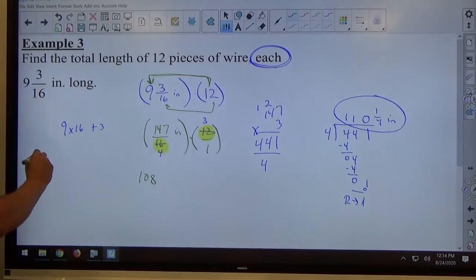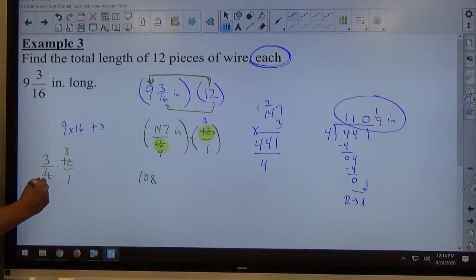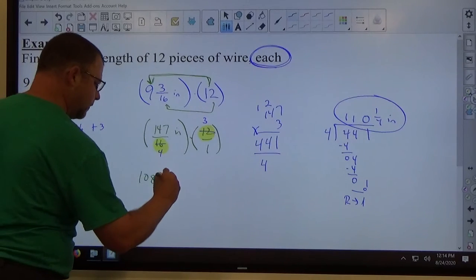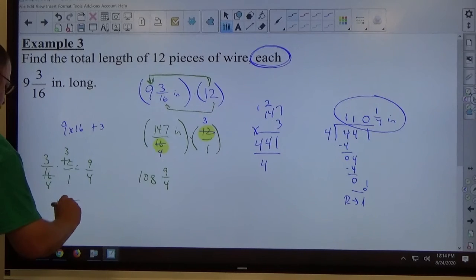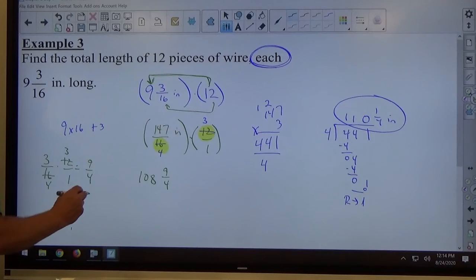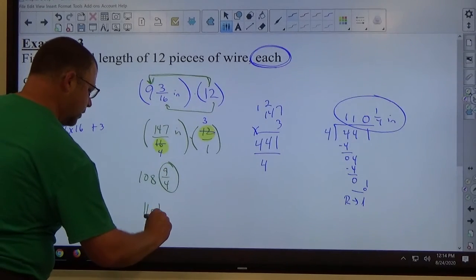And then 12 times 3/16. That's 12 and that's 16 reduced to a 3 and a 4. That makes 9/4. 108 and 9/4. And then of course 9/4 being an improper fraction in a mixed number is bad policy. So 4 goes into 9 2 times, remainder 1, so 2 and 1/4. So 108 and 2 and 1/4 makes 110 and 1/4.